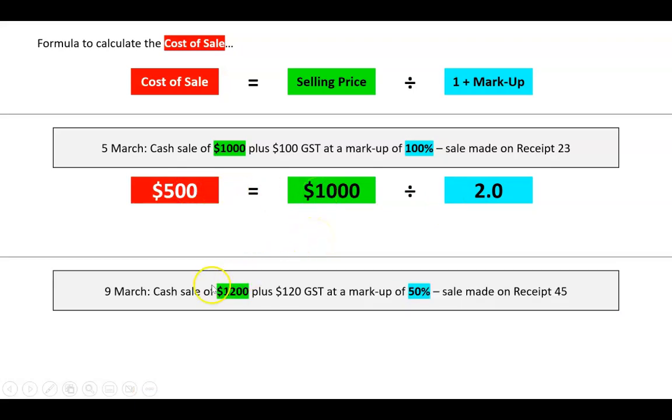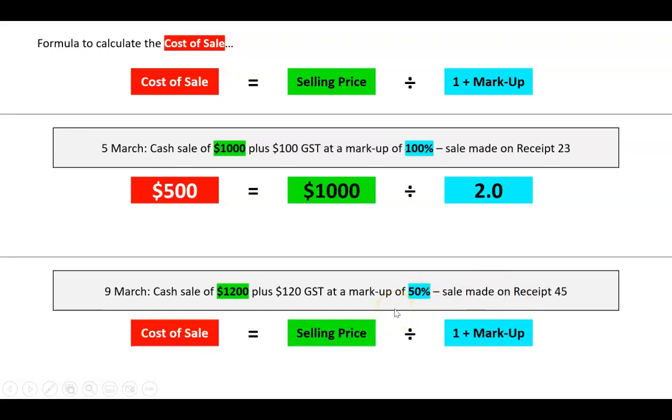What about with this one? This one looks easy because you go cash sale $1,200, markup 50%. I think with any other thing, when we say 50%, we go, oh, that's double or half. Well, it's actually a little bit different here. But it doesn't matter because we've got our formula. We just plug the numbers in. So I want to find what the cost of sale was. I'll put the selling price in. That's $1,200. And I'm going to divide it by 1 plus markup.